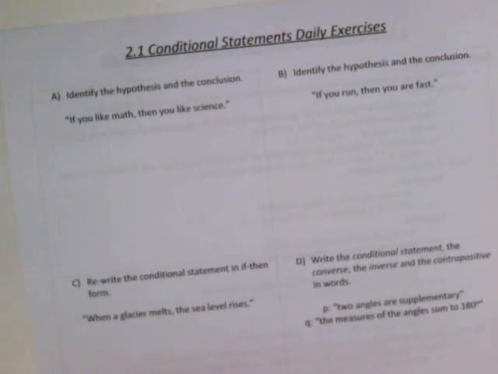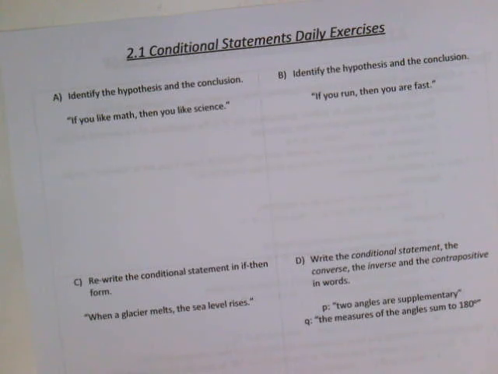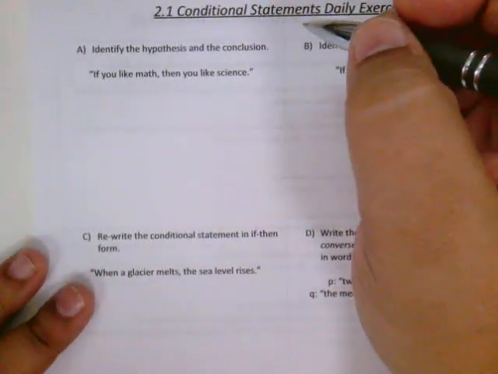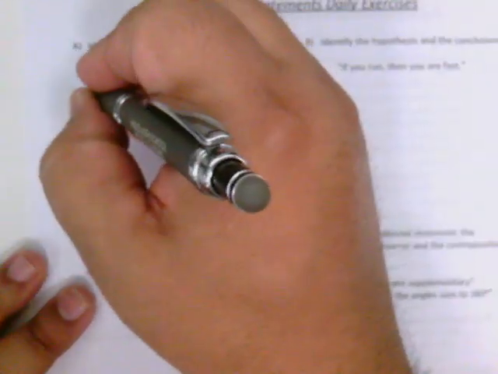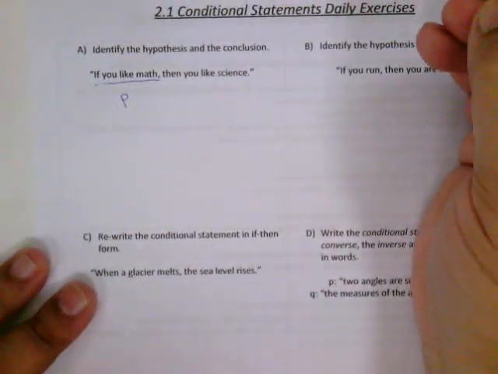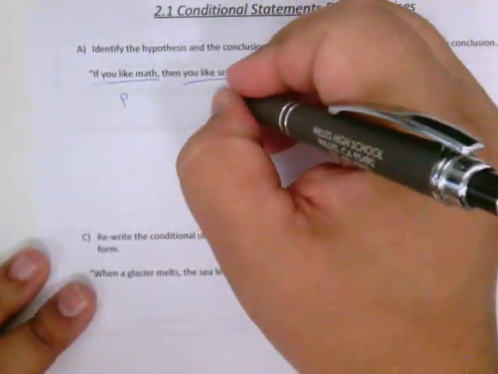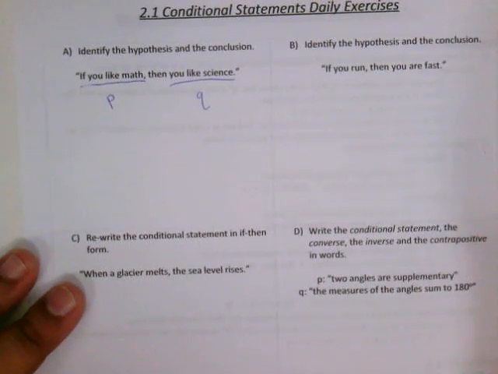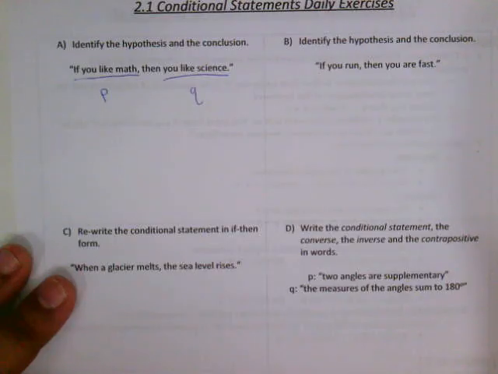Okay, now let's take a look on the back, daily exercises. Identify the hypothesis and conclusion. I'm going to ask you to write it out, but for time's sake here, I would just like to point out to you: if you like math, that's our hypothesis. Then you like science, that's our conclusion. Alrighty? That's what we're asked to do. Can you tell which one is which?